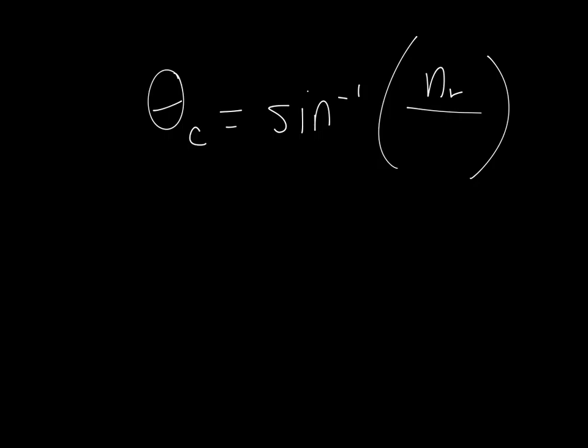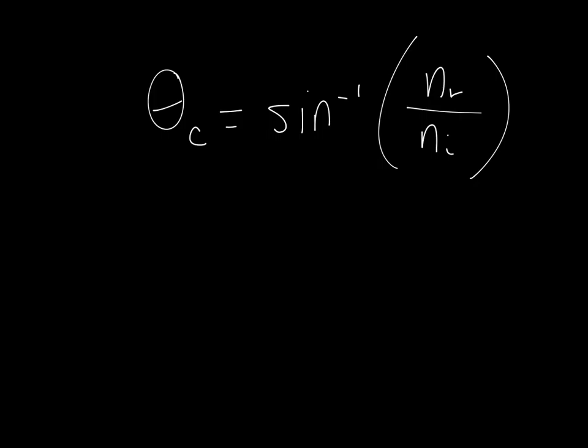So the question was, what is this formula? Where does it come from? Sine inverse of nr over ni? Yeah, what's it used for? Yeah, so this is used to calculate the critical angle necessary for total internal reflection. And if you recall, the critical angle is just what the incident angle needs to be to cause that.